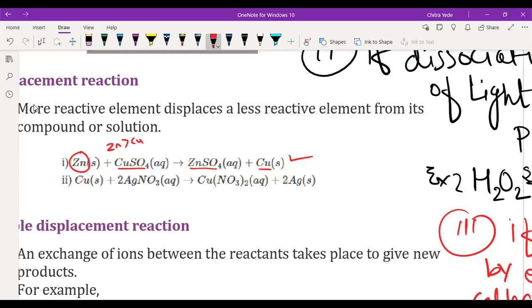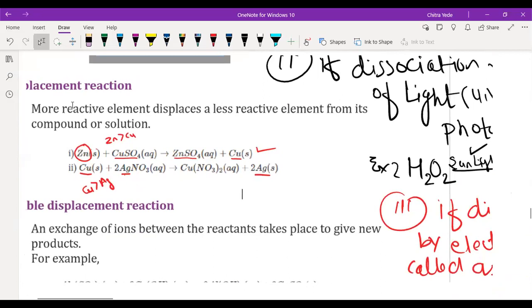Yes, sir. Okay, next we have one more example, copper and silver. We just discussed that silver is very less reactive, and as compared to silver, copper is more reactive. So here we have to write that copper is more reactive than silver. Now copper will replace the silver to form its own compound, copper nitrate, and silver gets separated out. So here again a displacement reaction takes place. Understood?